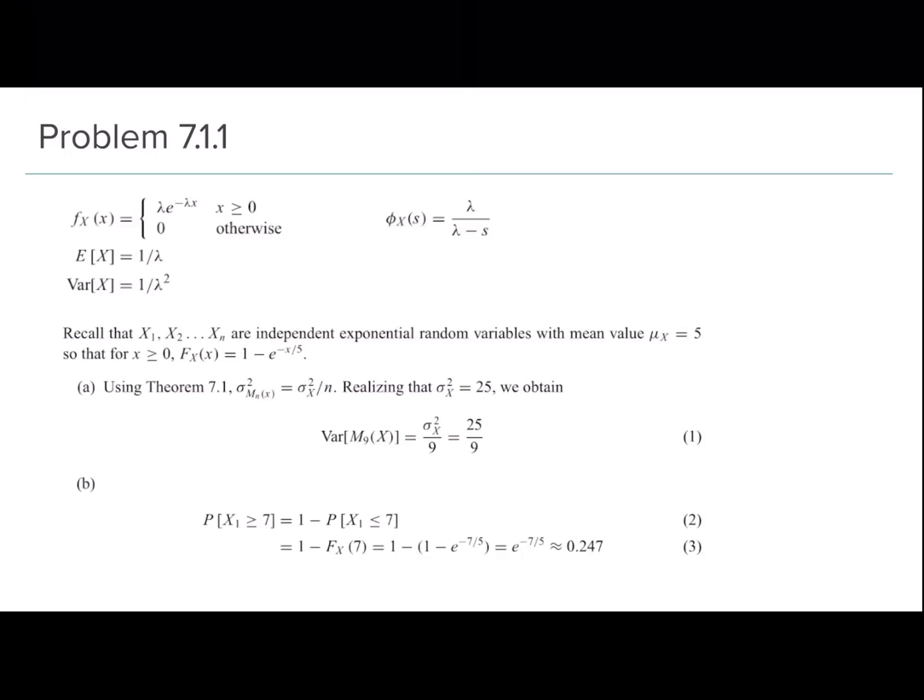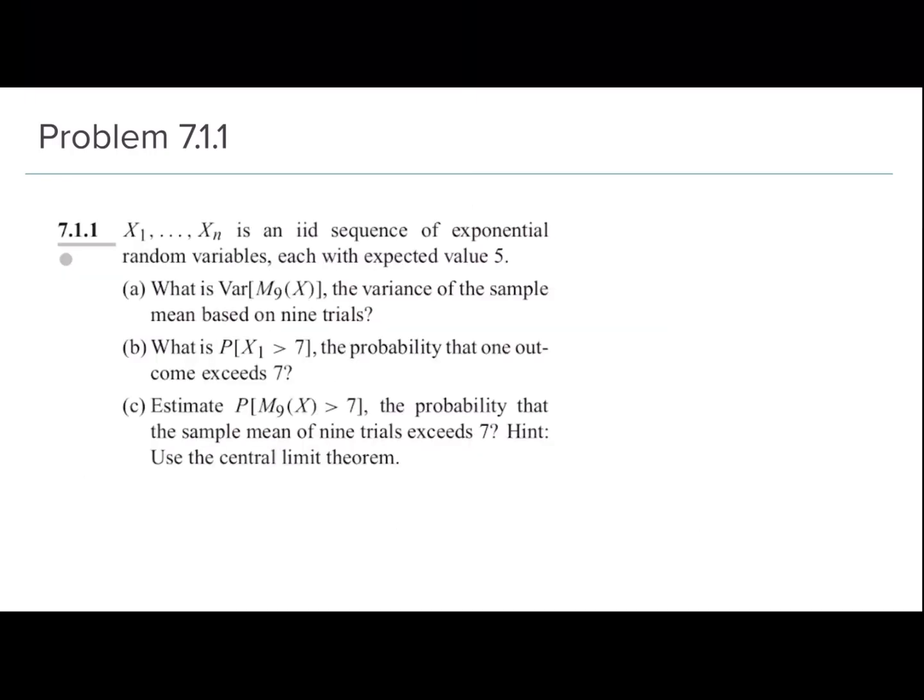So basically, if we evaluate the CDF for the exponential random variable that we have at hand, it will come out to be F_X(x) = 1 - e^(-x/5). That should be easy enough for you to calculate. So the second part says, what is P(X1 > 7)? The probability that one outcome exceeds 7.